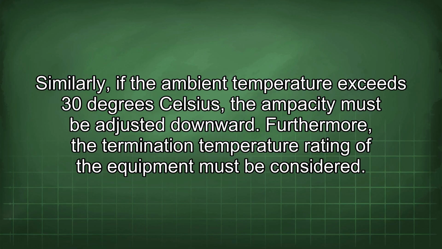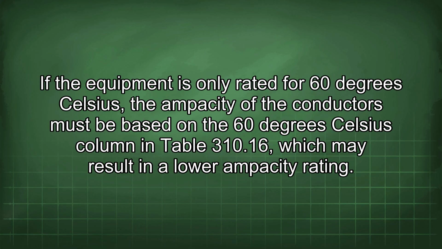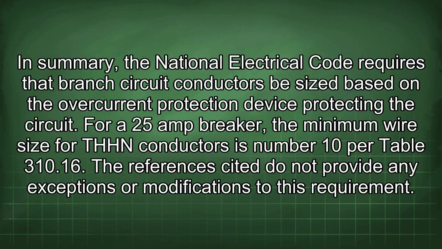Furthermore, the termination temperature rating of the equipment must be considered. If the equipment is only rated for 60 degrees Celsius, the ampacity of the conductors must be based on the 60 degrees Celsius column in Table 310.16, which may result in a lower ampacity rating. In summary, the National Electrical Code requires that branch circuit conductors be sized based on the overcurrent protection device protecting the circuit. For a 25 amp breaker, the minimum wire size for THHN conductors is number 10 per Table 310.16.